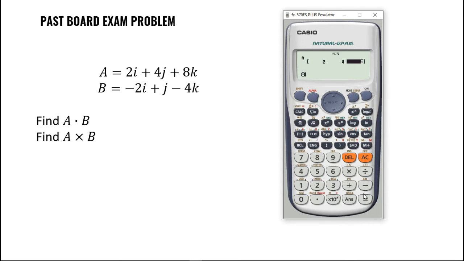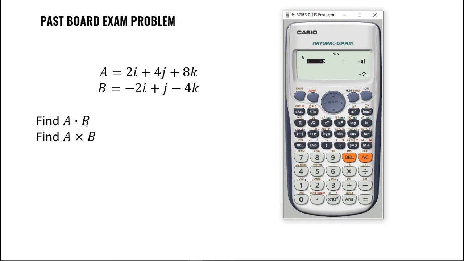and 8. Okay? Then for vector B, shift 5. Data. Data, guys, then vector B. Vector B is, of course, also 3-dimensional. So we have here negative 2. Then we have here 1 and negative 4. So our data is okay, guys.